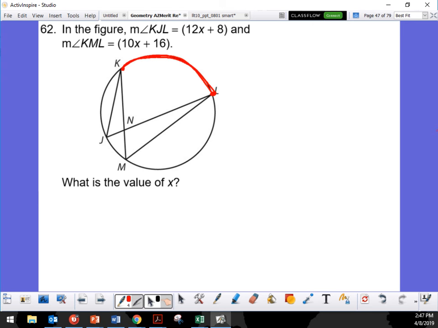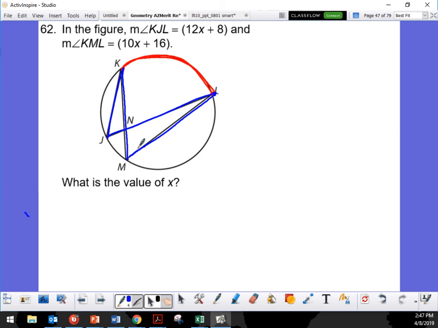It is less than 180 degrees, so it's only going to be a minor arc. So from here to here, if you notice, I have a couple of angles that have the same endpoints. So K, J, L has the same endpoints as K, M, L.